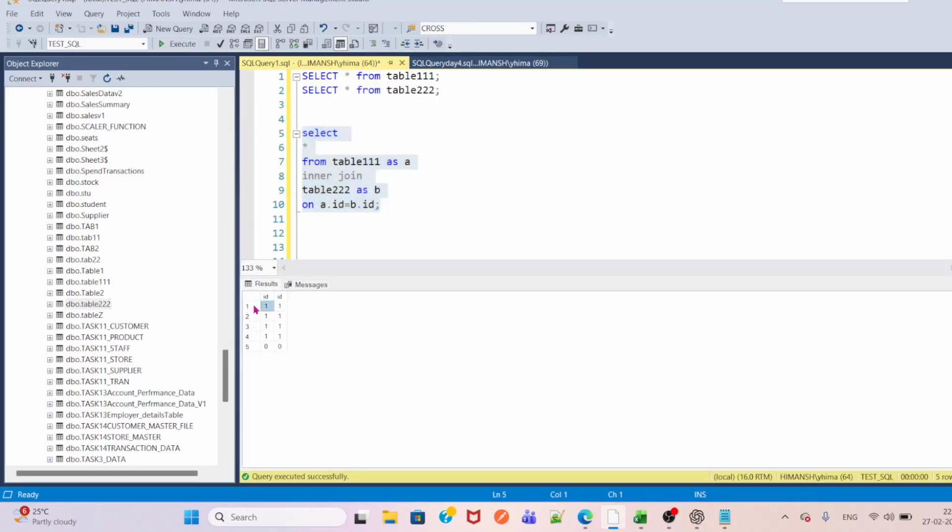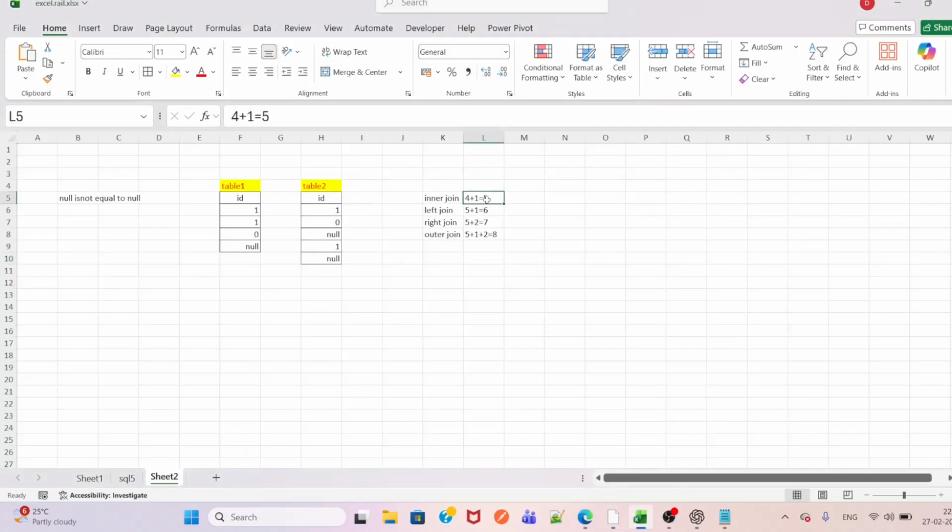You can see we have 5 records for the inner join, right? We said that for 1 we will have 4 records and one extra record for the 0. The same thing, 5 records we are having in inner join.